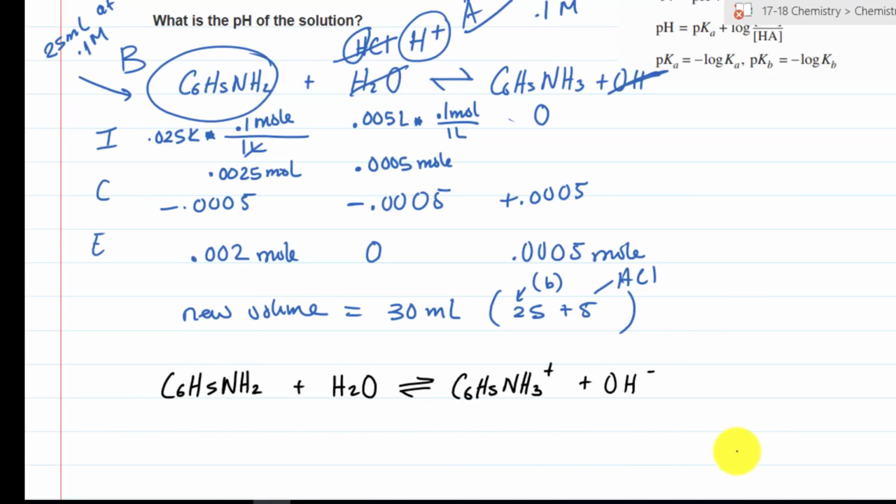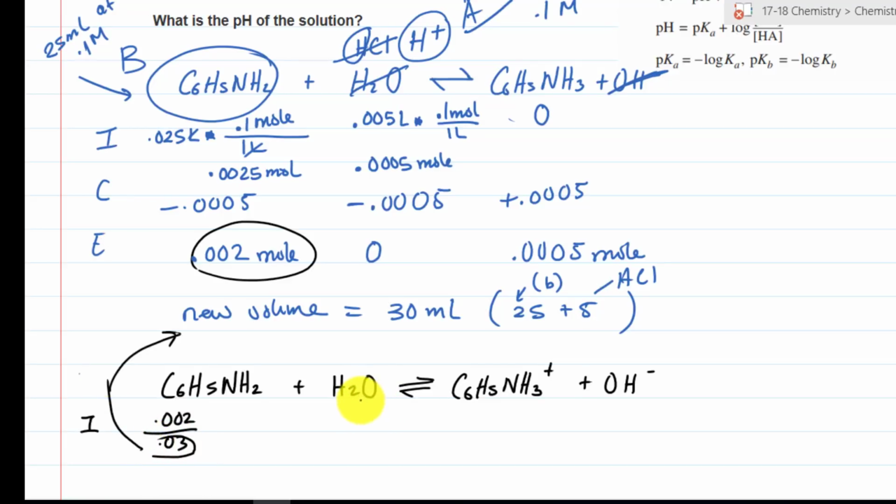So this is our reaction that we have originally, right? But now the value has changed because we have the hydrochloric acid added to it. So what's the new value going to be initially? Now we have 0.002 mole, and let's express that in terms of concentration. So 0.002 divided by 0.03. That's because this is our new volume right here.